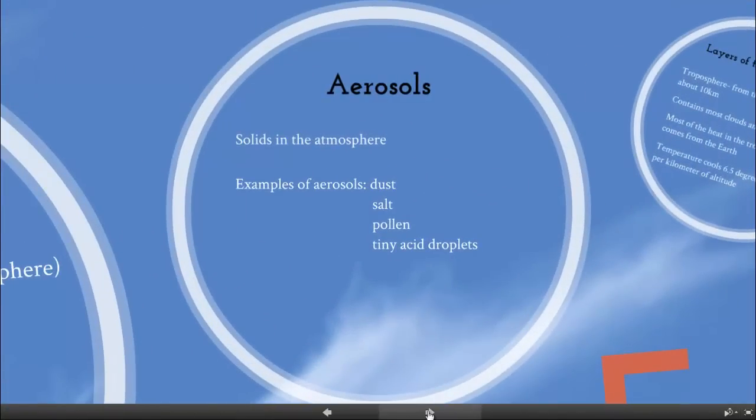Aerosols are things that are in our atmosphere, but they're not gases. They're solids in the atmosphere. And at any time, you can have some aerosols floating around in the atmosphere. Some examples: dust, salt, pollen, tiny acid droplets. There might be some dirt flying through the air if we have a tornado or something like that. But it's not just gases in the atmosphere. There's also some solids that are floating through there, and those all move from place to place within the atmosphere.